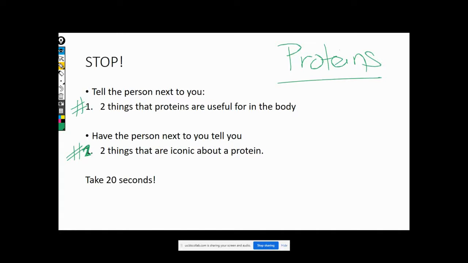So our first bullet, you're going to give me 2 things that proteins are used for. We've got a pretty big list. Okay, so you just need to give me general things to use proteins for, but your list has to have 2 of them. Okay. Your second bullet point, okay, I need you to give me 2 things that would allow you to identify a protein or an amino acid.